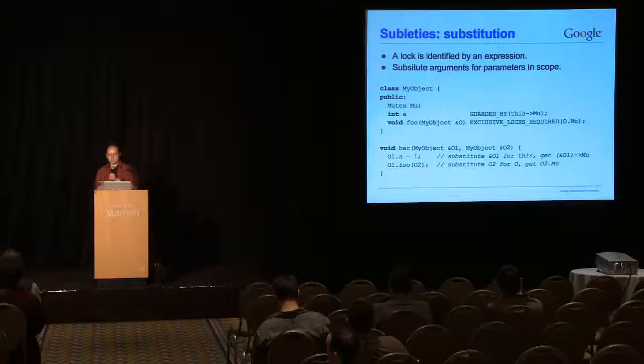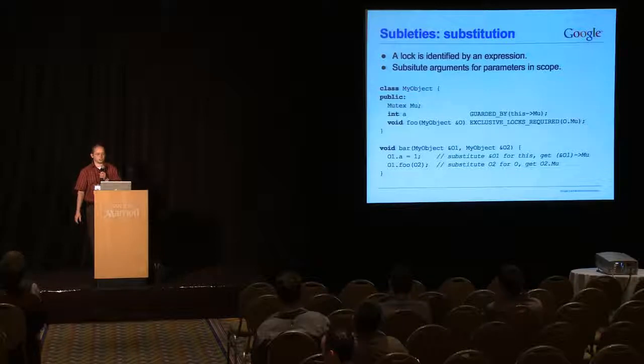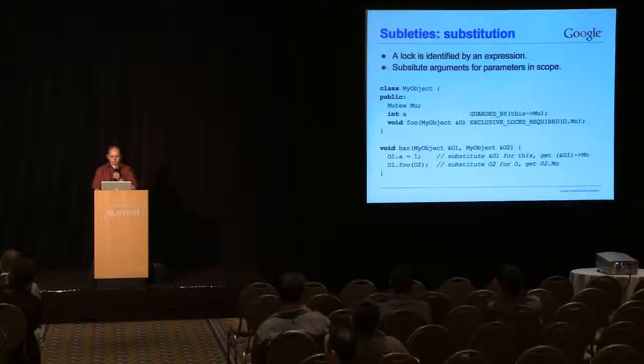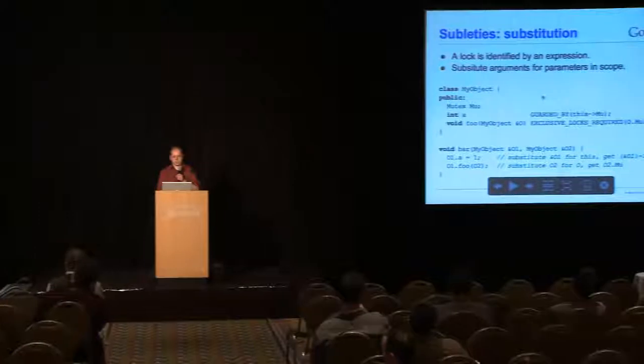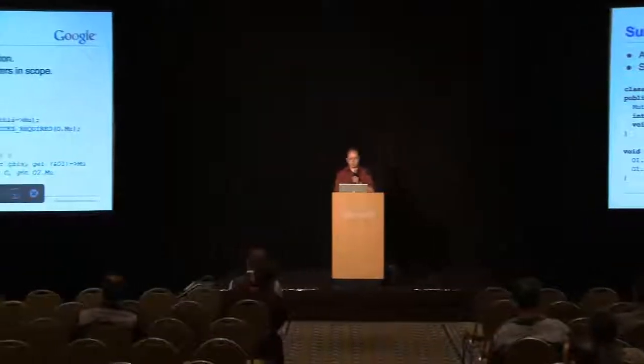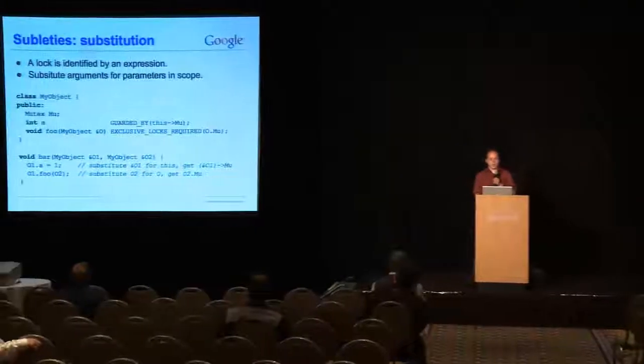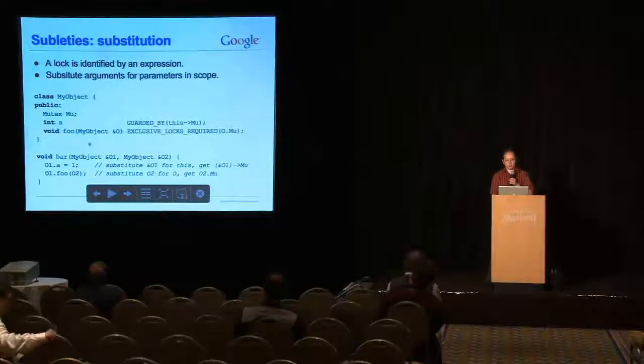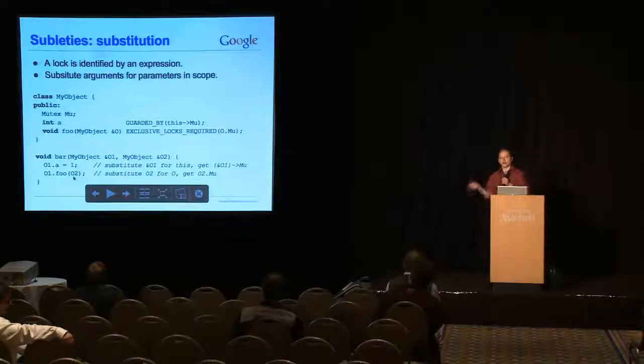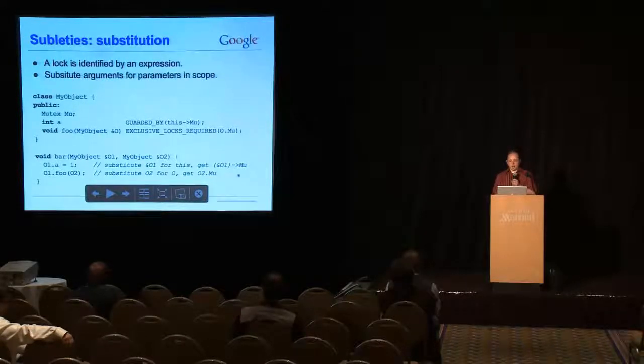Okay, second subtlety, as I mentioned, we have to do some magic with naming, and that's just a simple substitution of variables for the most part. When you have something in a class that refers to this, then you need to substitute the appropriate object for this. And if you have a formal parameter, then you need to substitute the argument of the function call for the formal parameter. So in this case, if we have o1.a, and a is guarded by this to mu, then we substitute the address of o1 for this to get a different expression, and similarly for the function call.